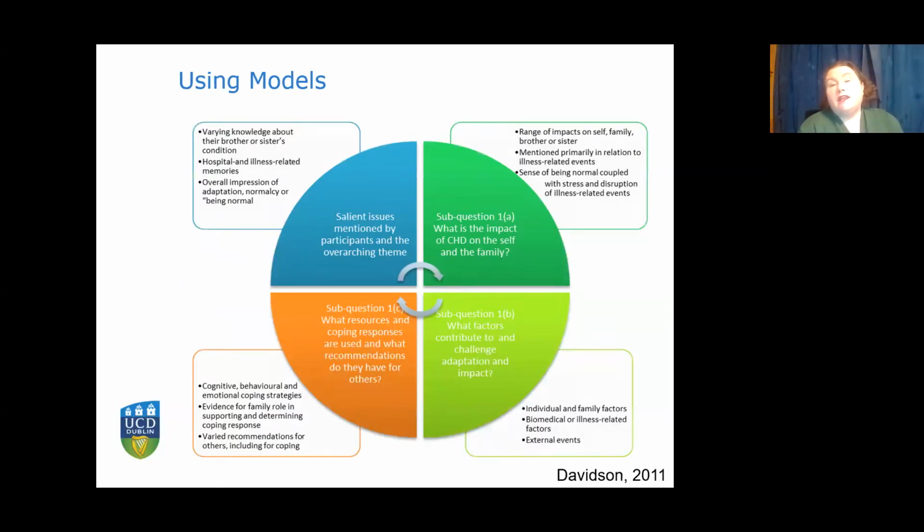The other thing I want to highlight is the impact of models and the benefits of a well-placed, eye-catching model to help talk the reader through your findings, again to avoid that overwhelming narrative text-based structure. This is from a study by Ruth Davidson, which was looking at the impact of chronic heart disease on children who don't have the disease. So in a family where there's a child with chronic heart disease, what are the siblings' perspectives on this? You can see that this is simply summarizing the key findings under each of the questions, but then highlighting that there were some other unexpected themes that emerged.